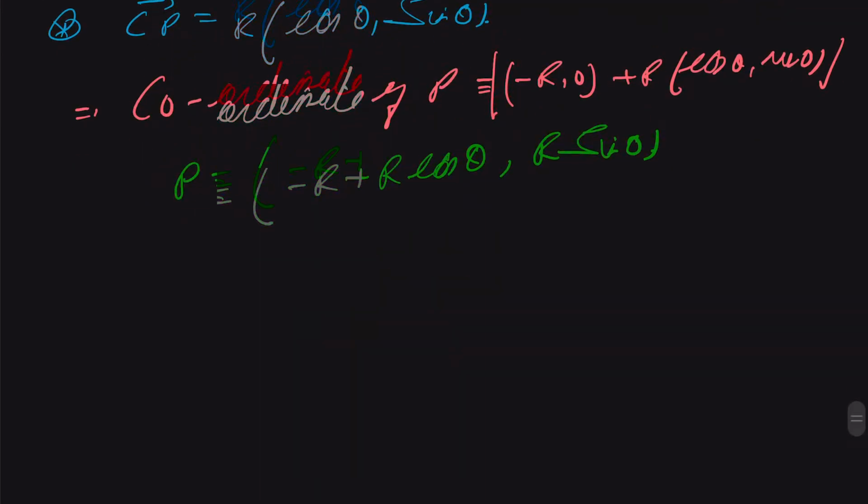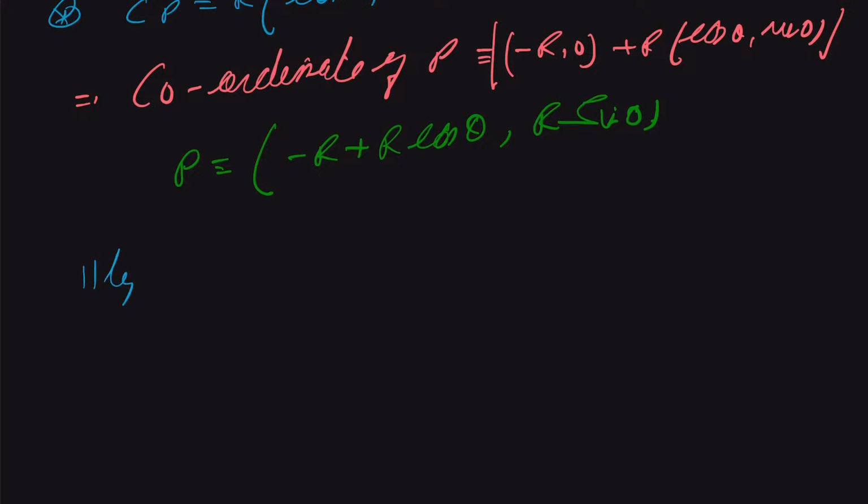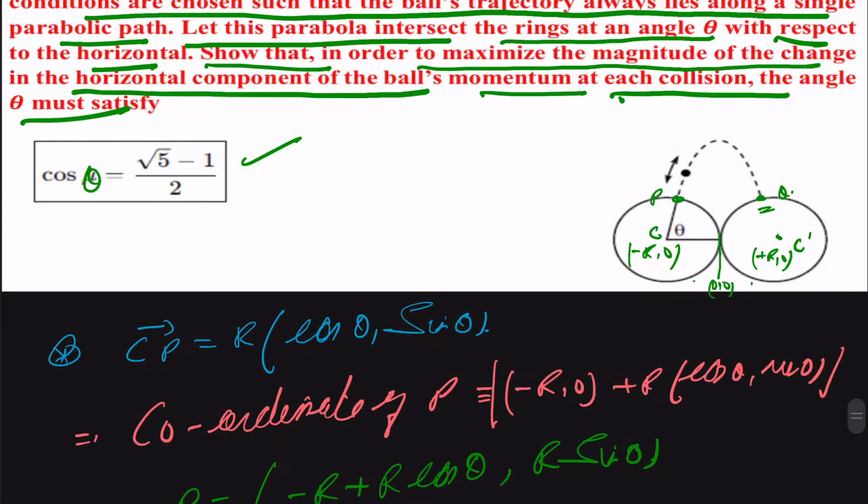And we can similarly write the coordinate of Q will be equal to plus r minus r cos of theta and r sine of theta. So this will be our coordinate of Q. Next, we are interested mainly in the x coordinate, because we are going to find this distance between the two. It means we have to find out PQ, and for that we require the x coordinate.